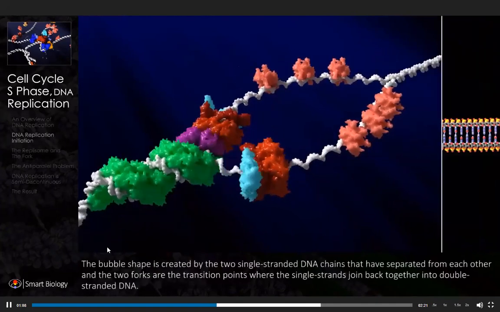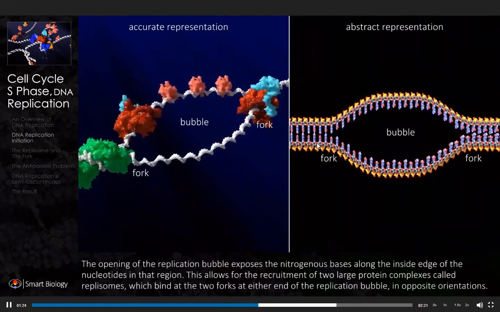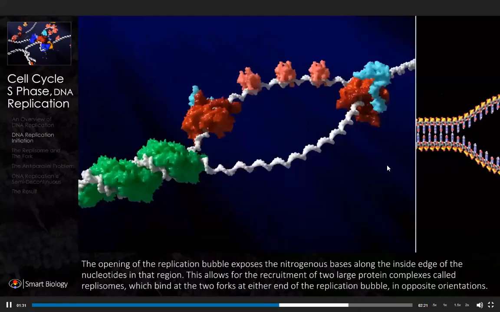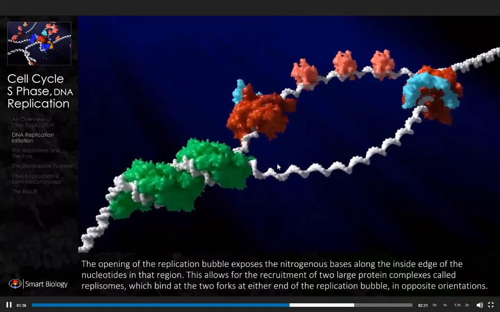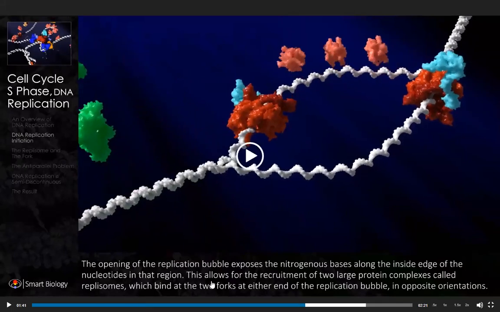And then we have the recruitment of the proteins, which will then lead to the replication. So we have the single strand of DNA here. This is called the replication fork, and these are the nitrogenous bases, which will then be replicated with the help of the polymerase. So the opening of the replication bubble exposes the nitrogenous bases. Nitrogenous bases, remember, ATGC, these are the bases, along the inside edge of the nucleotides in that region. So they are all facing towards the bubble.